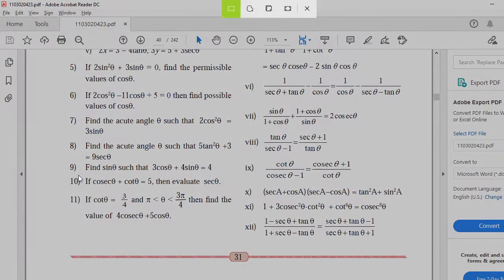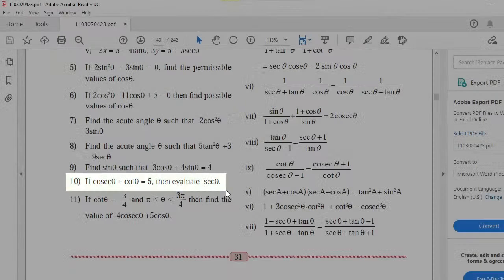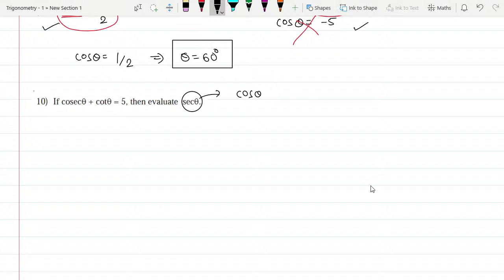So let me take this question. Okay, so 10 also you can take as a homework. Okay, cosec theta plus cot theta is equals to 5. Then what will be the value of sec theta? Okay, means what? Indirectly we have to find out the angle theta, or we have to find out the value of cos theta from this. Okay, अगर sec theta चाहिए तो आपको cos theta चाहिए. Okay, so now how to proceed for this type of questions?